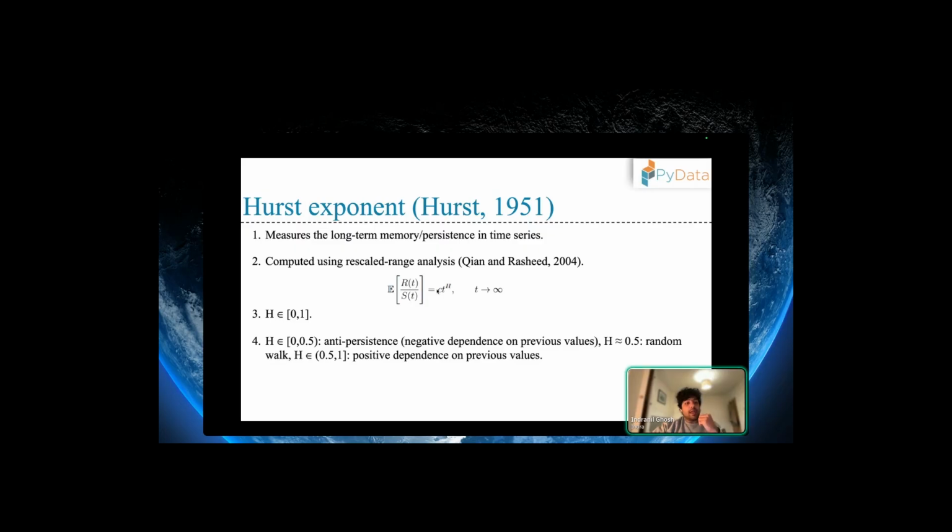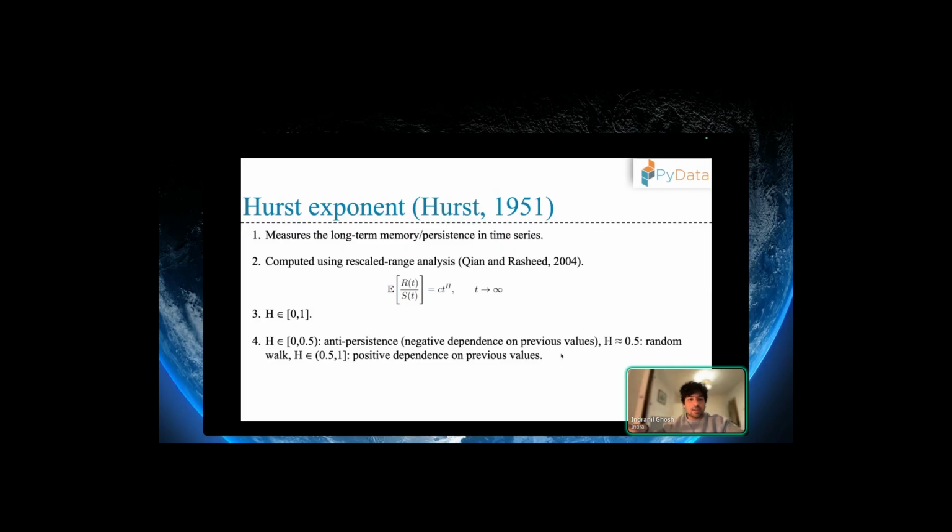And that's the exponent h, and it lies between 0 and 1. And if it lies between 0 and 0.5, that means the time series is anti-persistent. That means at a particular time t, if the time series is showing a lowering trend, then at the next timestamp it can show an increasing trend. So the trend at time t plus 1 is not dependent on the trend at time t. So that's what anti-persistent means.